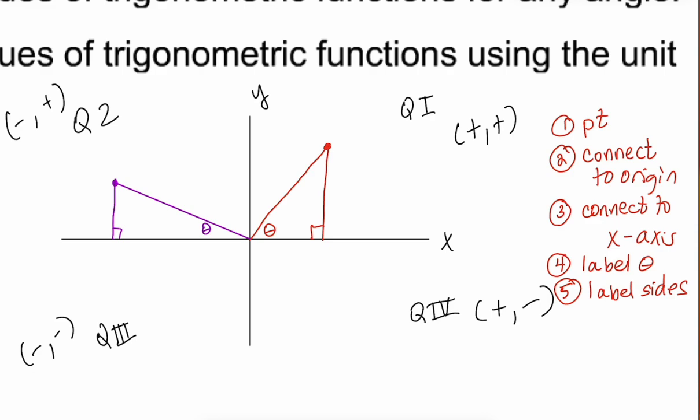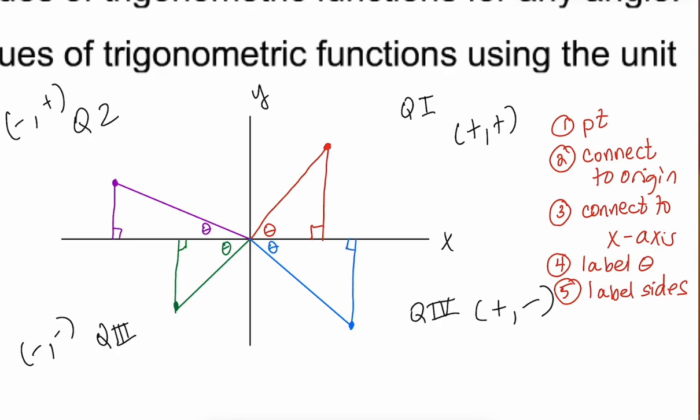Let's practice if we're in the 3rd quadrant. So we'd find our point. We would connect it to the origin. We would connect it to the x-axis, put in our little 90-degree angle mark, put in our theta. So that's what a triangle looks like if we were in that location. And let's do one more. Let's say we're over here. If we're in our fourth quadrant, connect it to the origin, connect it to the x-axis, put your angle mark, put your theta by the origin.